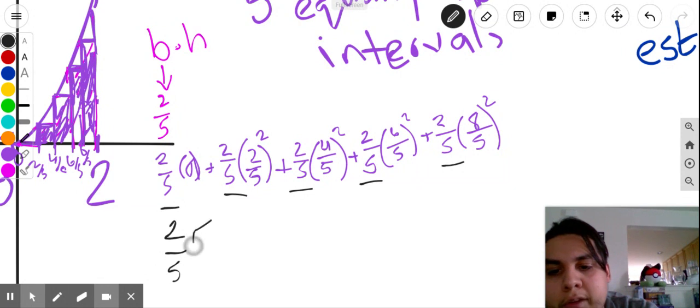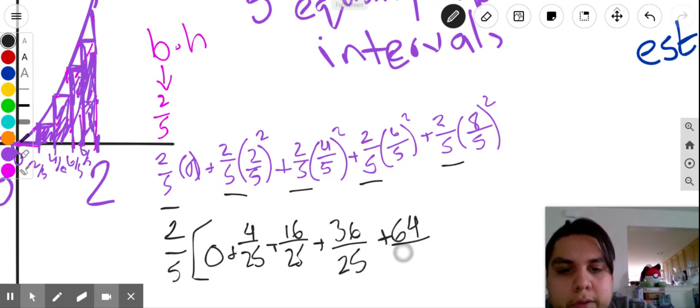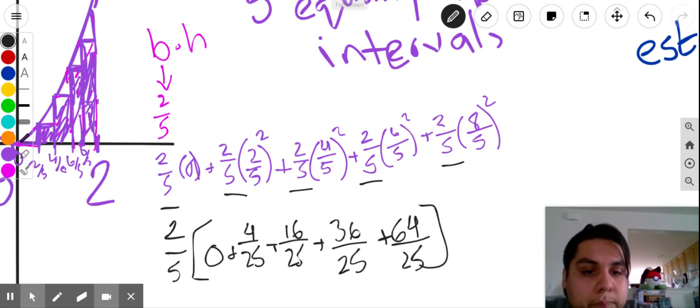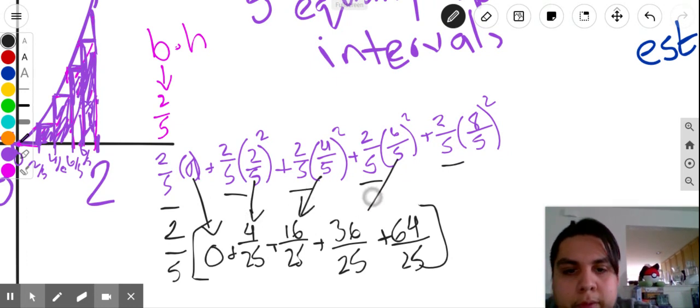And it should be 2/5 times 0 plus 4/25 plus 16/25 plus 36/25 plus 64/25. Okay? So all these just represent the actual heights that I was given.